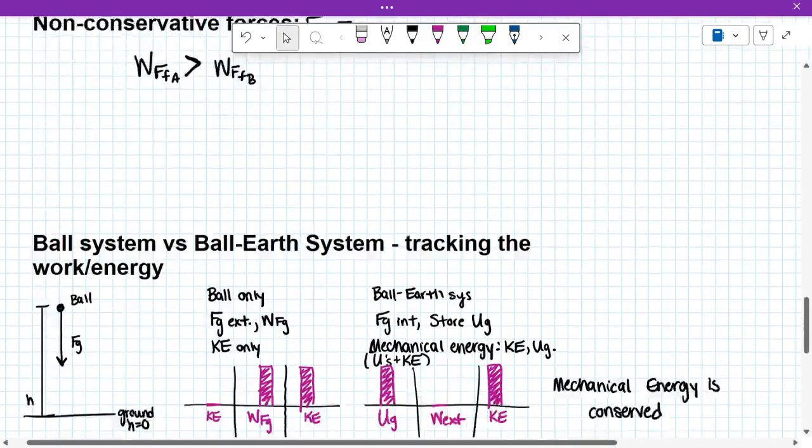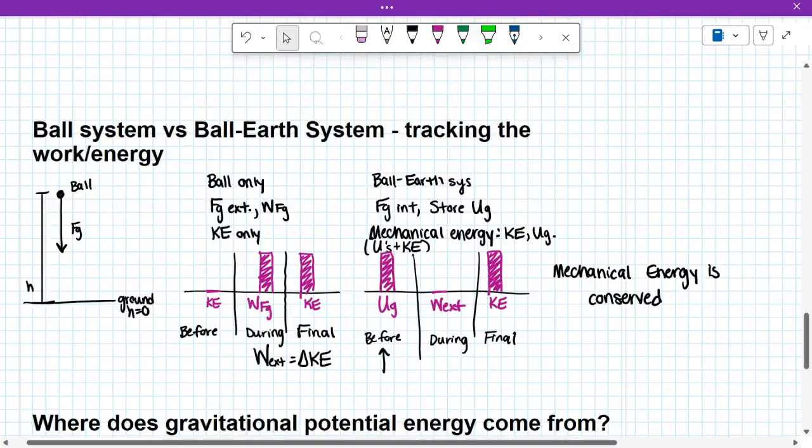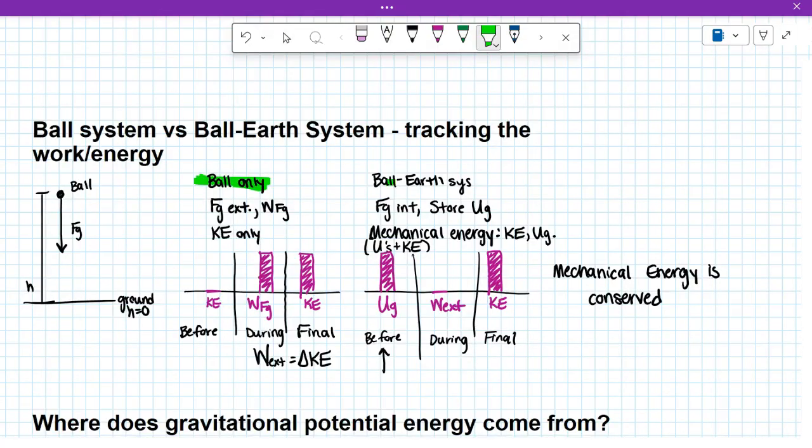Okay. All right. And then we talked about, all right, what does it look like if we change our system? How does the ball system only compare to the ball Earth system? For a falling object, really what it changes is, do we have work done by gravity or are we storing potential energy? You will never have a situation where there's work done by gravity and stored potential energy. It's one or the other. Can't have both. And that's gravitational potential energy.